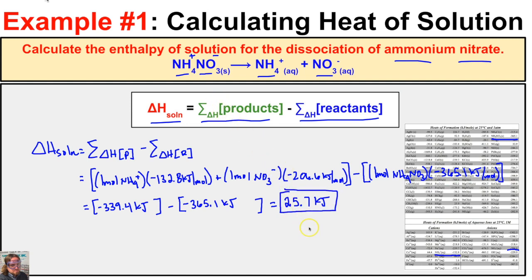And so what does this answer mean? Well, what this answer means is that when we put this in water and it dissolves and forms these ions right here, energy is going to be absorbed from the surroundings by the system, right? Because the sign of this is going to be positive. Our final answer is positive, which makes this an endothermic process. And so if we were to go into the lab and do this, we would feel this as being cool to the touch, right? The temperature of that solution would decrease just a little bit.